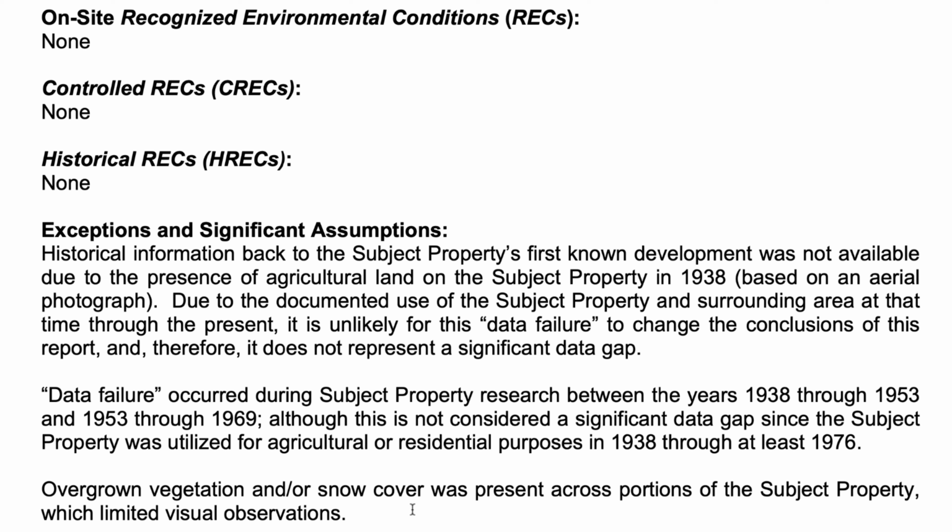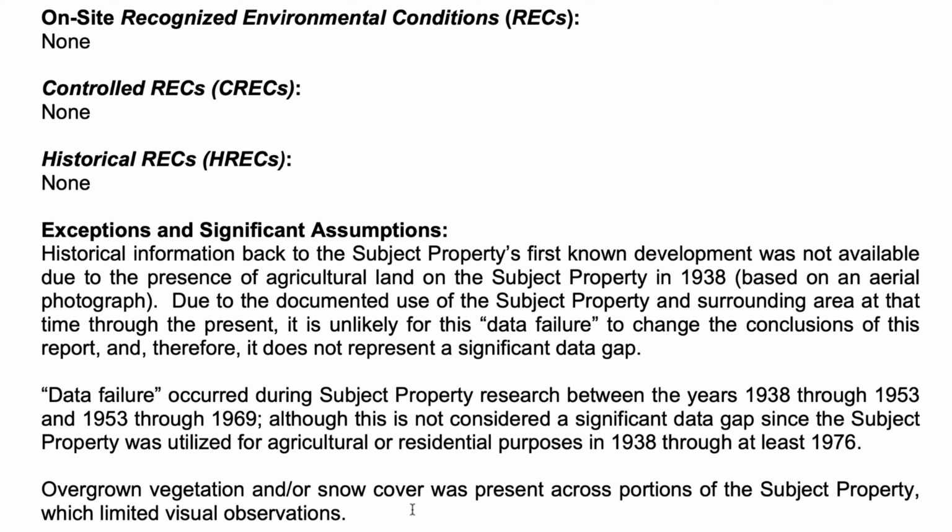And also even things like if there's overgrown vegetation so they couldn't see the floor or the ground of the property, or like if there was 5 feet of snow or something like that, there could have been a barrel sitting under that snow that they couldn't see. So they would have to put that in here, basically saying like, we couldn't see this.